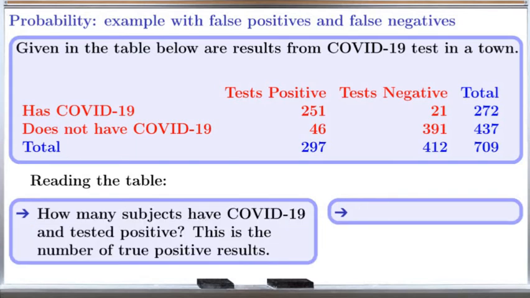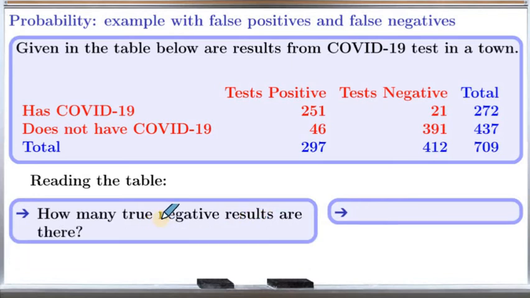The next question is, how many subjects have COVID-19 and tested positive? This is the number of true positive results. For us to answer this question, we have to look at how many subjects have COVID-19 and tested positive. That would be this. So there were 251 subjects that have COVID-19 and tested positive.